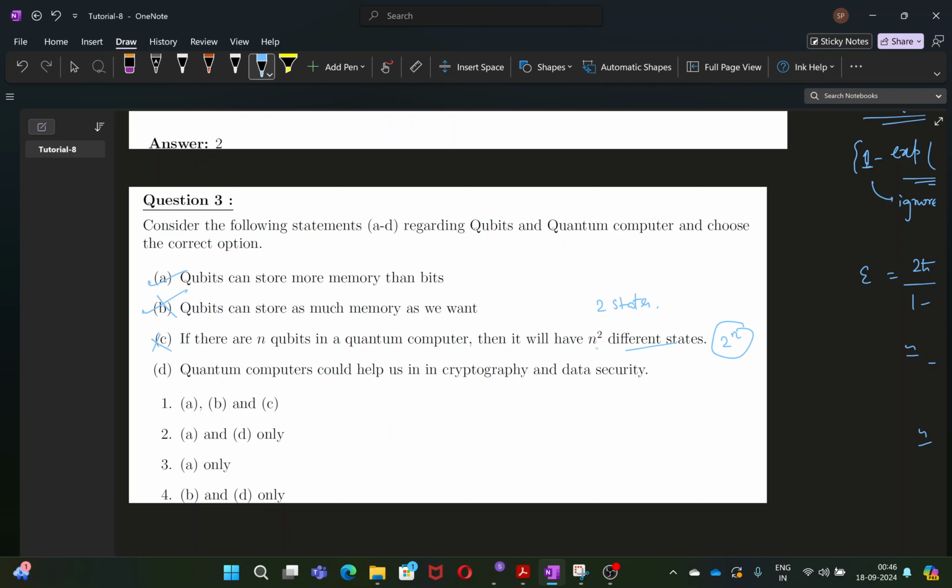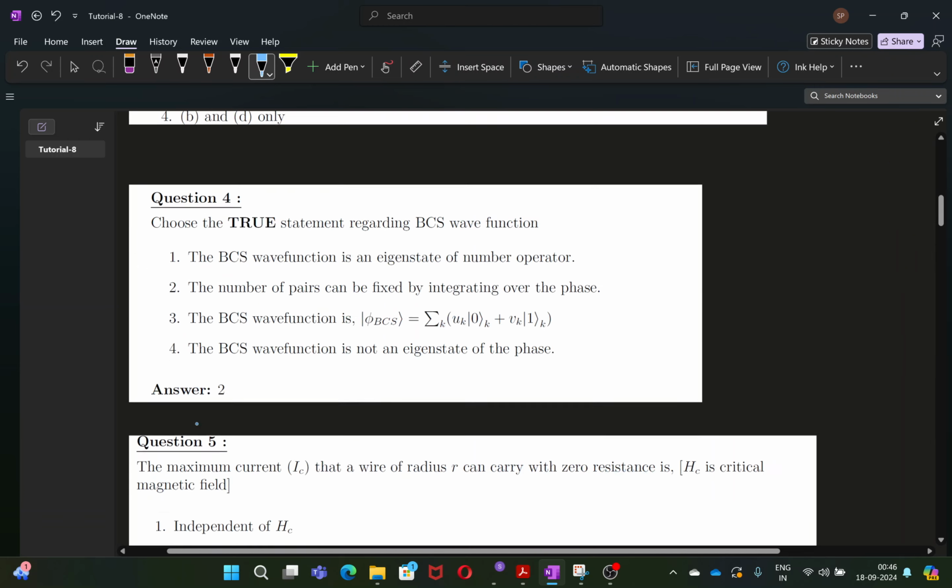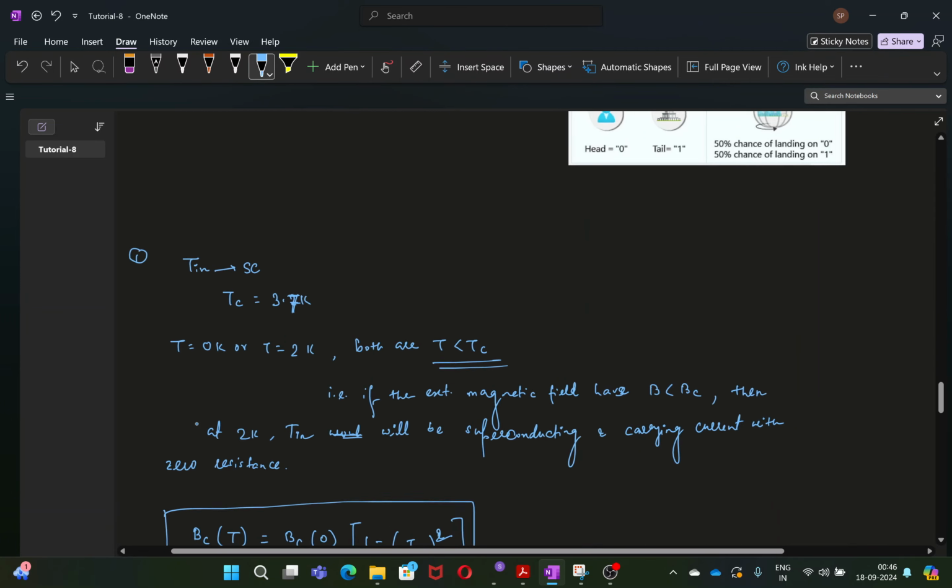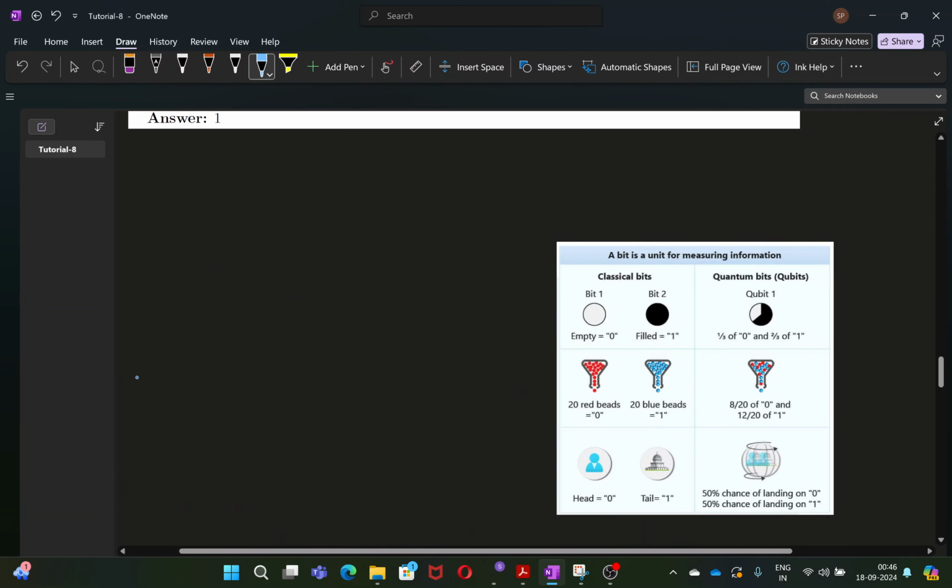And number 4 is that quantum computers could help us in cryptography and data security. That is also true, because nowadays quantum computers have huge applications and prospective utilization. Okay, so the only correct options are A and B. So your answer is B. Sorry, number 2.